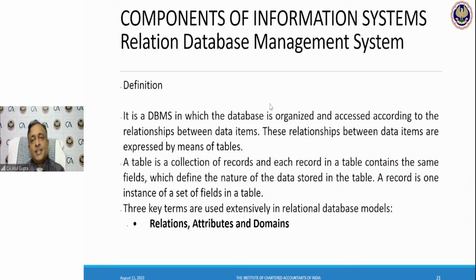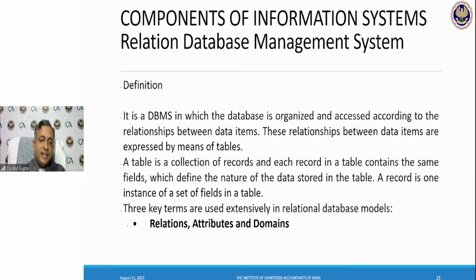Then the relational database management system. The key aspect of a relational database management system is that you have a relationship between the data tables of the database. Let me read. It is a database management system in which the database is organized and accessed according to relationships between data items. These relationships between data items are expressed by means of tables. A table is a collection of records, and each record in a table contains the same fields which define the nature of data stored in the table. A record is one instance of a set of fields in a table.